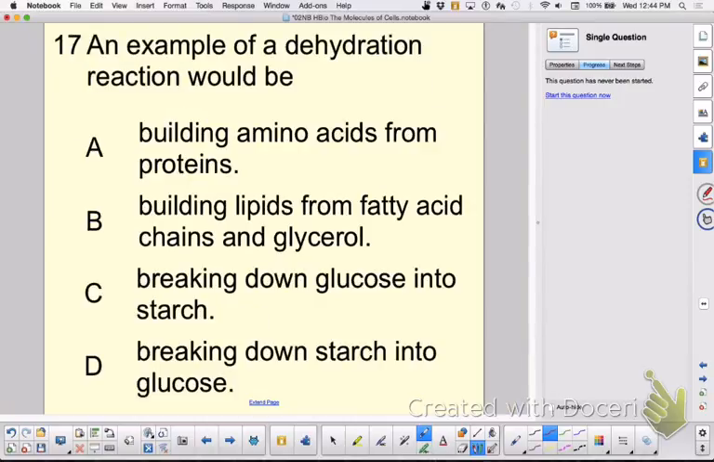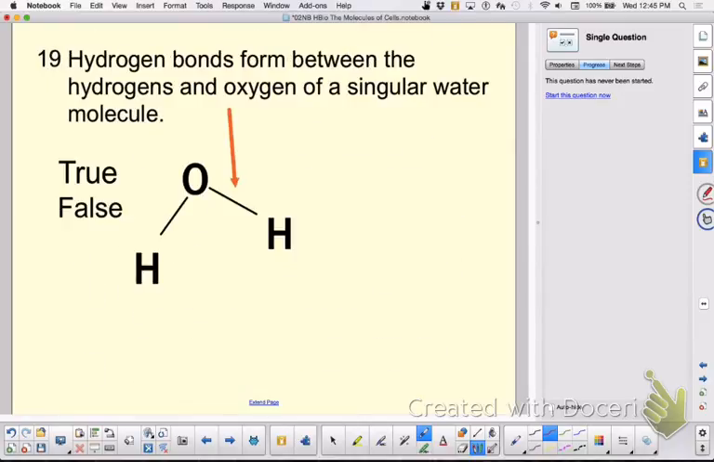An example of a dehydration, that's a building one, right? So who can we cross off? C and D, because those are breaking. Now, do we build amino acids from proteins? No. Do we build lipids from fatty acid and glycerol? Yes. Okay, we've done one of those.